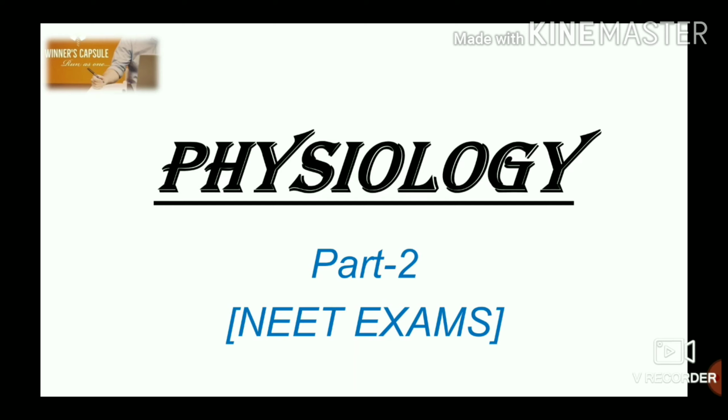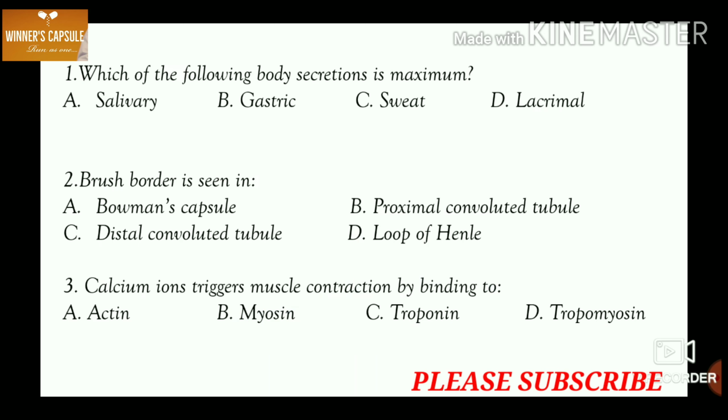Today we'll continue with questions related to physiology. First one, which of the following body secretions is maximum? A. Salivary, B. Gastric, C. Sweat, and D. Lacrimal. Answer is option B, Gastric. So gastric secretion is maximum in our body.